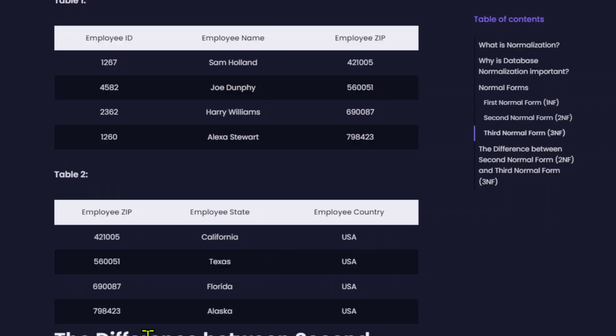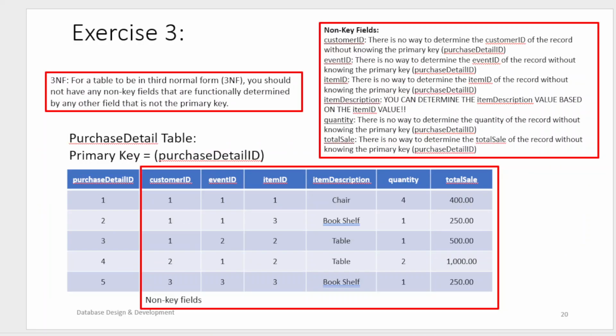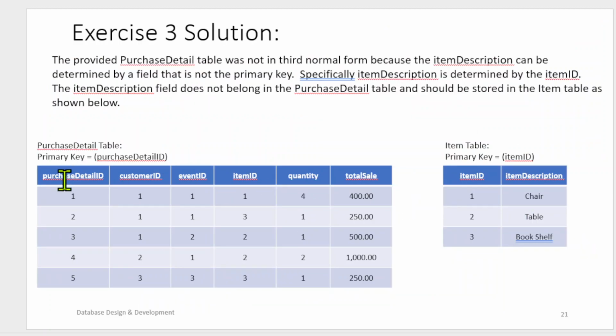Let's go back to our slide deck here. I'm sorry, I'm kind of bouncing around. I just really am not happy with the way they're teaching in this book, because the trick they try to go into is that you can determine the item description based on the item ID value. That's more of a second normal form. Really, technically, this would be the correct way you'd break this apart.